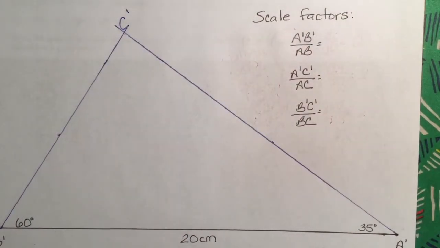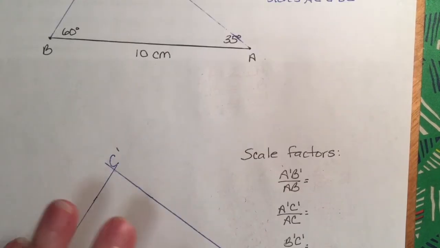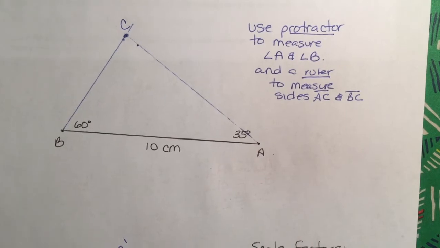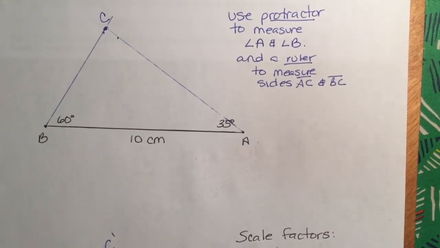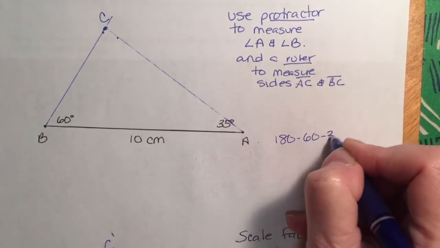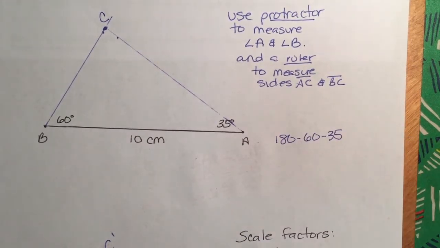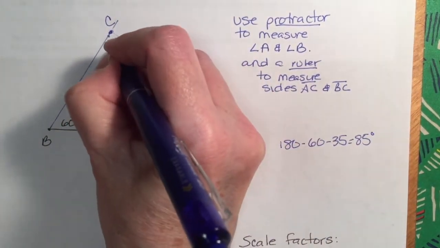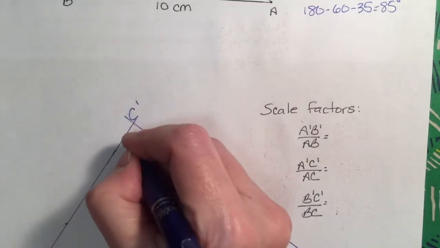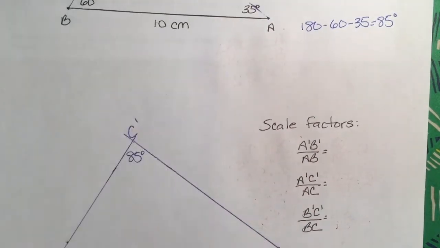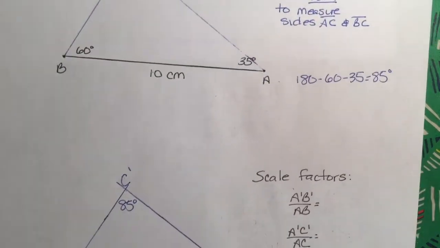Okay, so we know those two angles are 60 and 35. What would the last angle have to be? Well, they need to add up to 180, right? So we need 180 minus 60 minus 35. And if we do all that, that last angle has to be 85 degrees. Okay, now what about the sides? We know that this was 10. Let's measure the other sides.